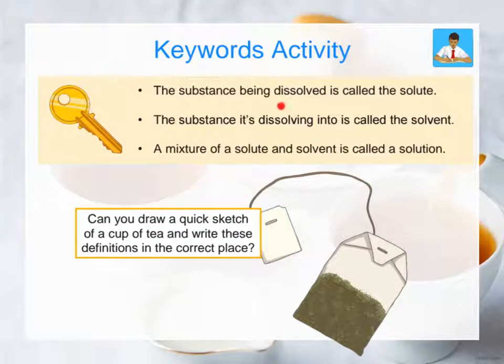The substance being dissolved is called solute. The substance it's dissolved into is called the solvent. A mixture of a solute and a solvent is called solution. Can you draw a quick sketch of a cup of tea and write these definitions in the correct place?